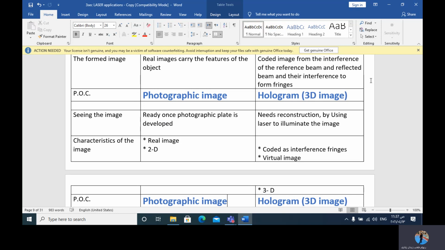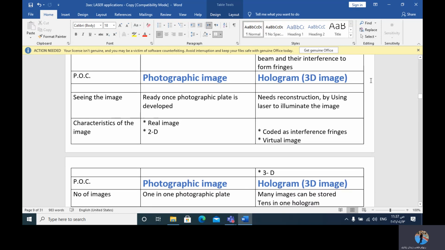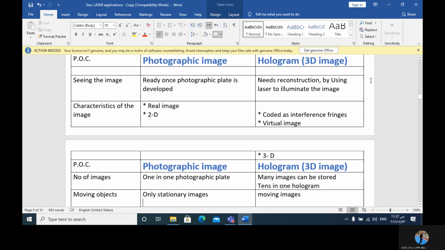Okay. The next point of comparison is characteristics of the image. A normal photographic plate or normal image that can be obtained using a camera is a real image. What do we mean by real image? I can obtain it on a photographic plate, I can get it ready. I can see it at any time and it's 2 dimensions.